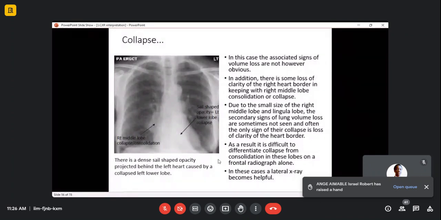Can you see it? Yes. It is difficult to see because it looks like an alveolar opacity. It looks like airspace opacity. You can call it pneumonia if you are not very careful. You can call it consolidation. But this other one is spine. The left lower lobe collapse is spine positive of the heart. Remember.